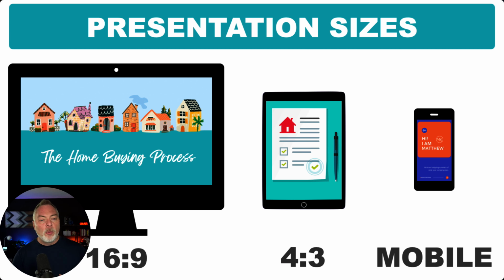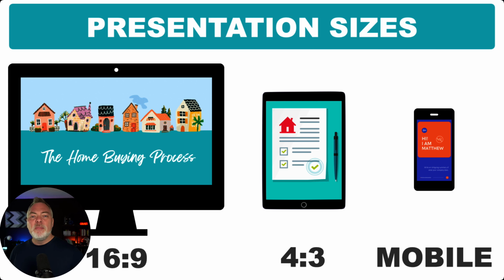And so, for example, when I'm doing a class or I'm doing a listing or buyer presentation, I use 16:9. It's the most common presentation. It gives me the most real estate to put content on. If I am doing something like, and we'll talk about this in a bit, when I'm taking my presentation and creating an ebook out of it, I want it in 4:3.